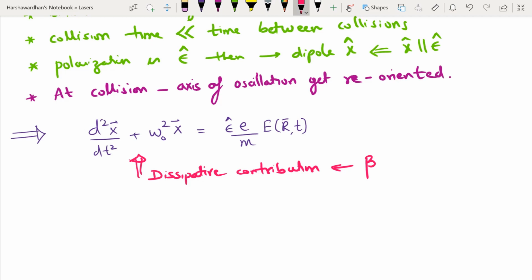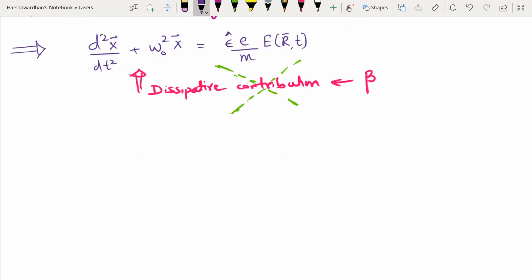Right? So now I want to arrive at this dissipative contribution precisely because of collisions. To begin with, I am looking at an equation which does not have any dissipative contribution as such, right? At the moment, I'm going to include this dissipative contribution in my model, and I want to construct the model for collision and see what happens.